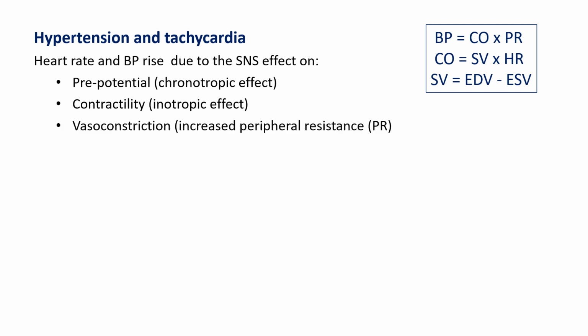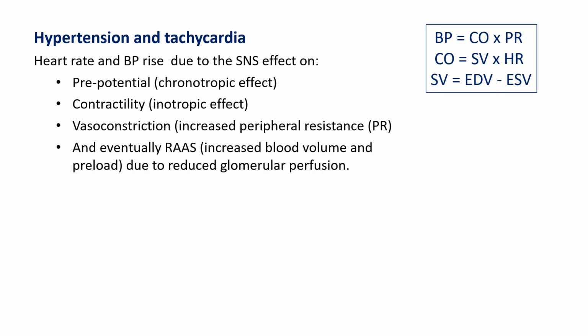And vasoconstriction. Vasoconstriction, again, sympathetically activated. Noradrenaline binds to alpha-1 adrenoreceptors in this case and causes the contraction of smooth muscle cells around the vessels. This will give us increased peripheral resistance. As we can see, we've increased cardiac output and increased peripheral resistance. Therefore, blood pressure goes up. Along with that, we have an increase in heart rate.